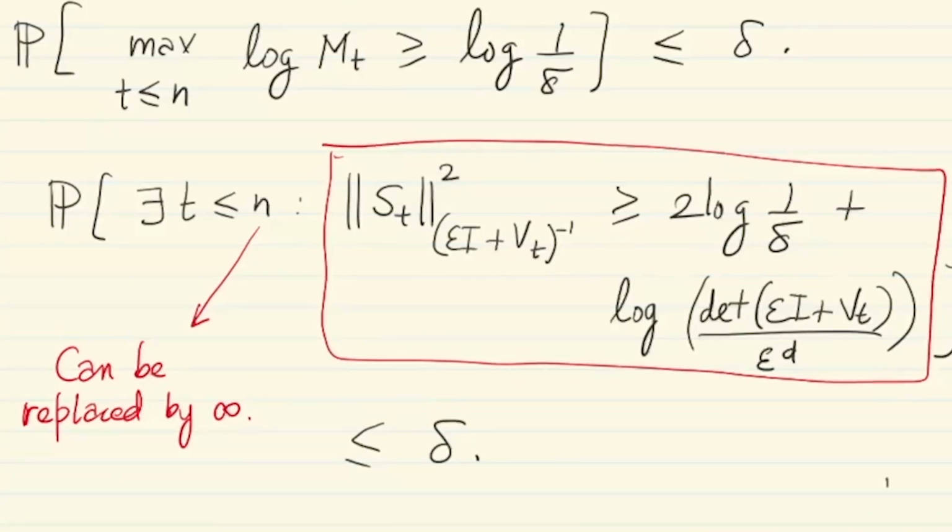gives you the result. You get this order log 1 by delta term, and you get this order d log t term as a uniform fluctuation for the self-normalized quantity S_t, the matrix weighted norm with epsilon I plus V_t the whole inverse, which is roughly a V_t inverse normalization of S_t. And that concludes this lecture.